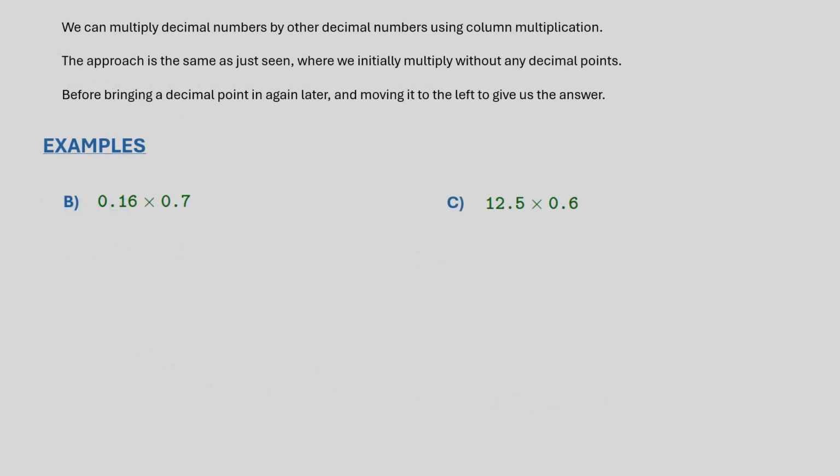We can use column multiplication when multiplying decimal numbers with other decimal numbers. The approach is the same, where we first multiply without a decimal point present before bringing it back in to obtain a final answer. From here, we proceed with the standard steps of column multiplication.